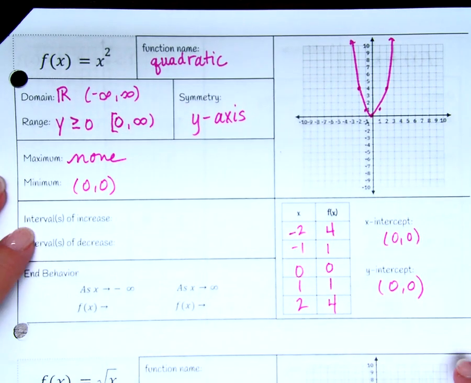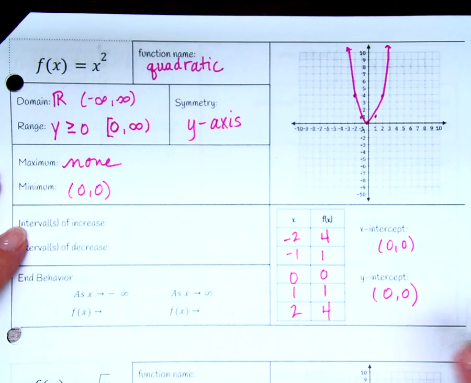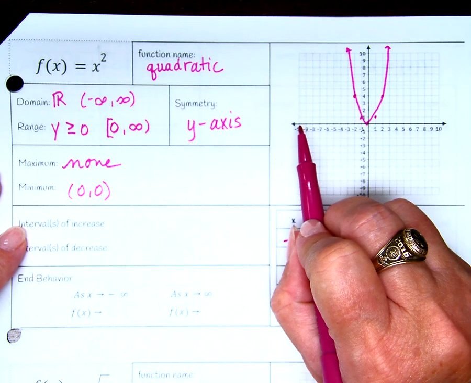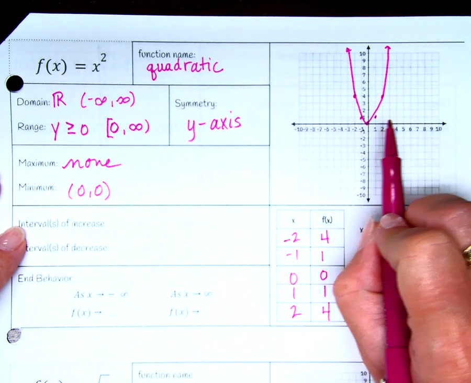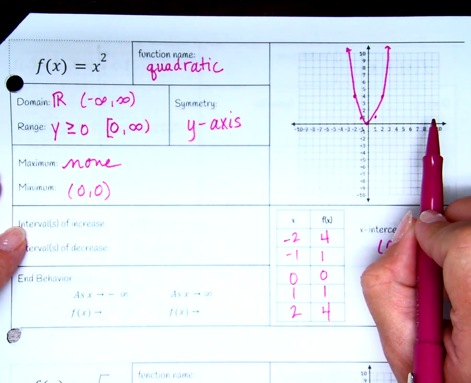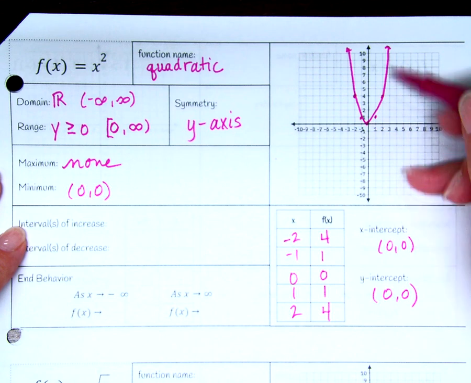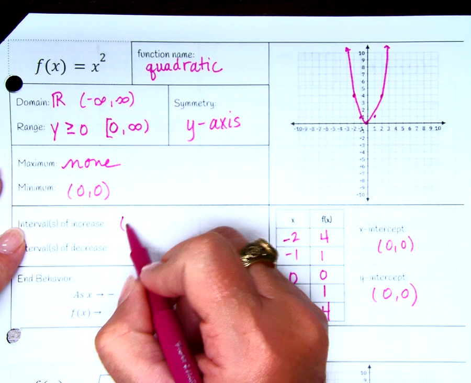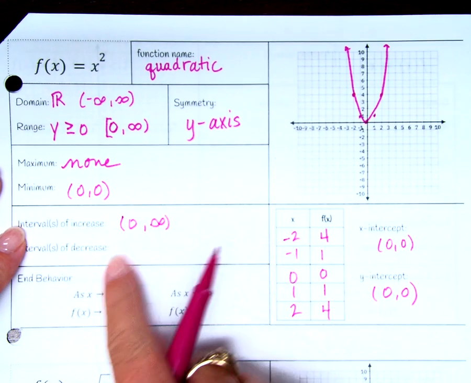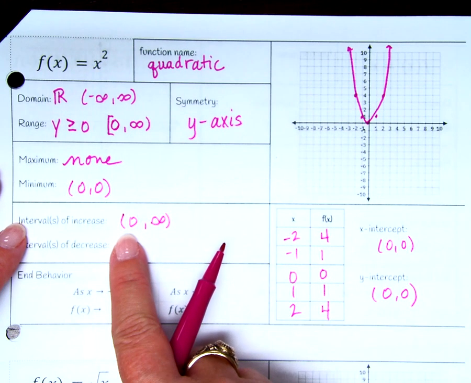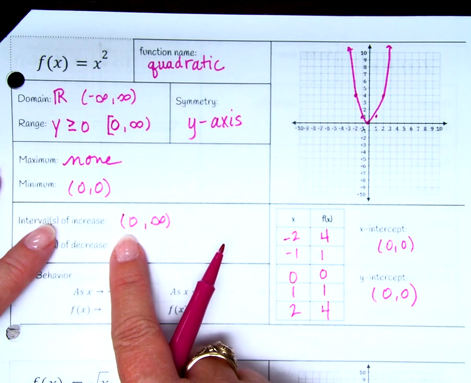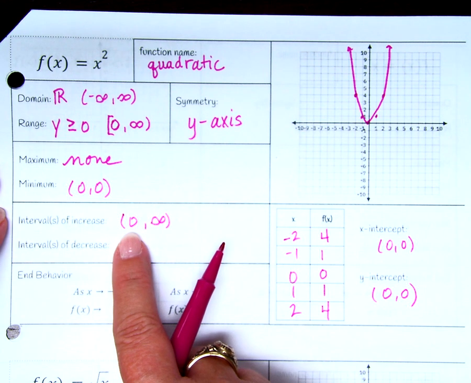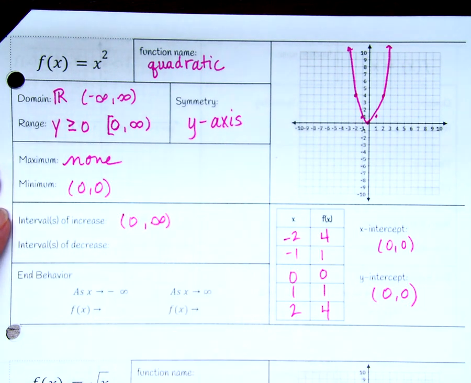All right, intervals of increase. Where is it increasing? Remember, that's just when we're moving from left to right. Where is it increasing? On the right-hand side of 0. So it starts at 0 and goes to infinity. Why do I have a parenthesis around this 0? Can we have increase or decrease at a point? Nope. So we always have that in a parenthesis, right?